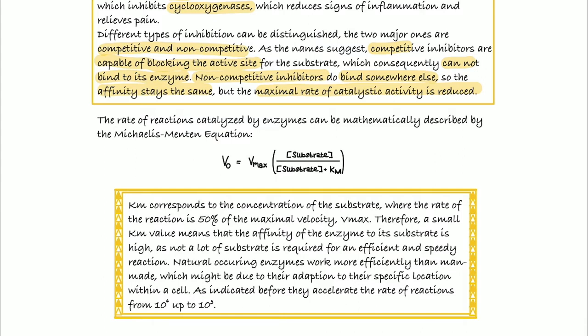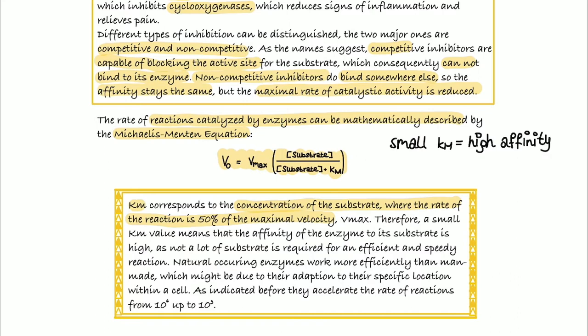The rate of reactions can be mathematically described by the so-called Michaelis-Menten equation, which is the following. Km corresponds to the concentration of the substrate where the rate of the reaction is 50% of Vmax, so the maximum velocity of the reaction. So a small Km means that the affinity of the enzyme to its substrate is high, as not a lot of substrate is required for an efficient and speedy reaction.